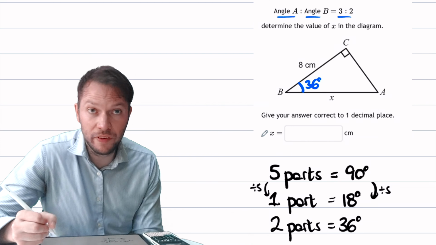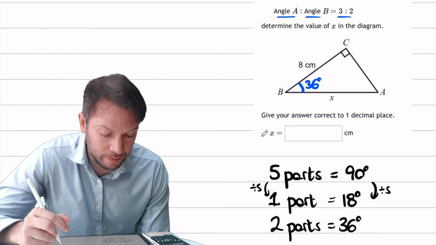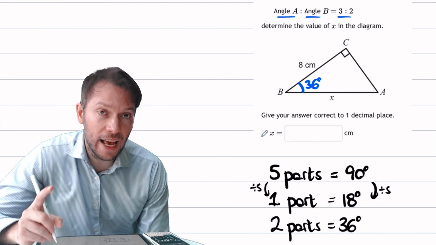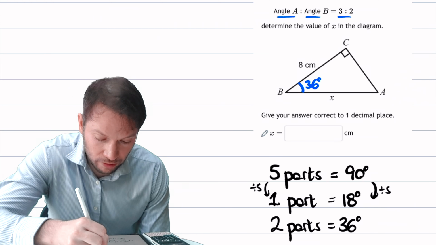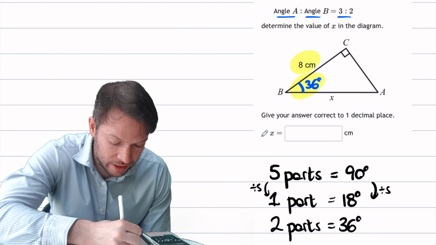And now I've got enough information to use trigonometry to work out the side length of x. Now remember, trigonometry relates 2 of the side lengths of a right angle triangle and an angle of interest. And the angle of interest is not allowed to be the 90. So the angle of interest here is the 36 degrees. And we've got these 2 side lengths of 8 and x.